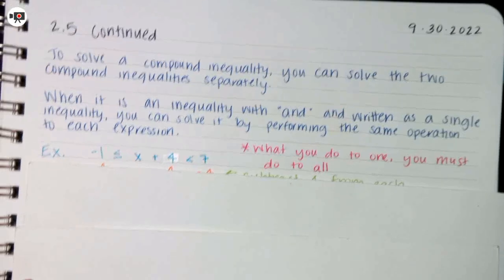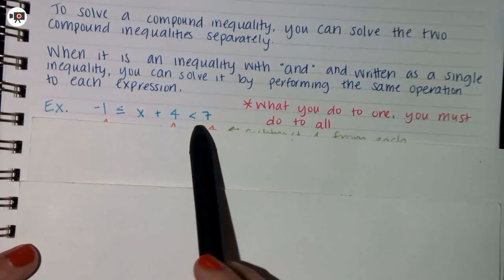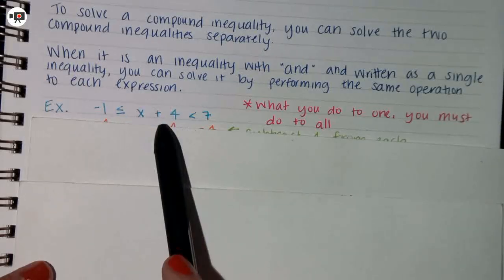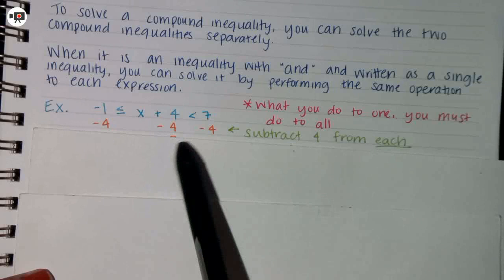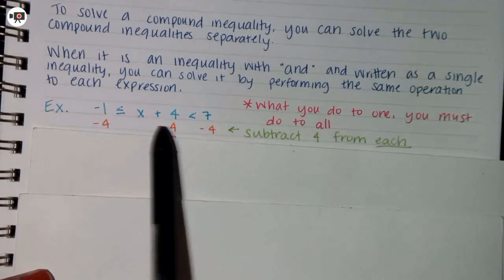So if we have -1 is less than x plus 4 is less than 7, I want to get x by itself. And x is going to stay in this middle portion. It's not going to move. So to get x by itself, I'll subtract 4. And what you do to one expression, you have to do to all of them. So left, middle, and right.